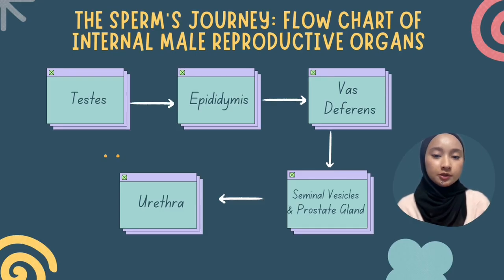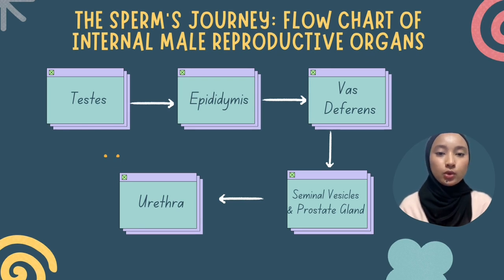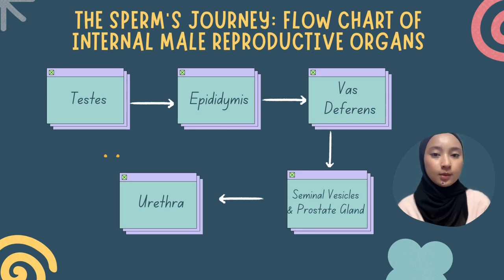Now I will briefly elaborate on the sperm's journey in the male reproductive system. The first one, we start from the testes. This is where it all begins. The testes are the primary site of sperm production. Second, we move to the epididymis. From the testes, sperm move to the epididymis, where they undergo a crucial maturation to become fully functional and are stored until ready for release.